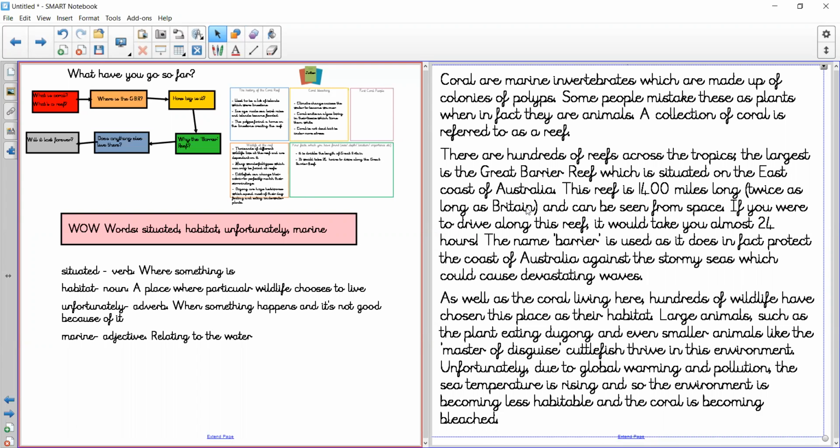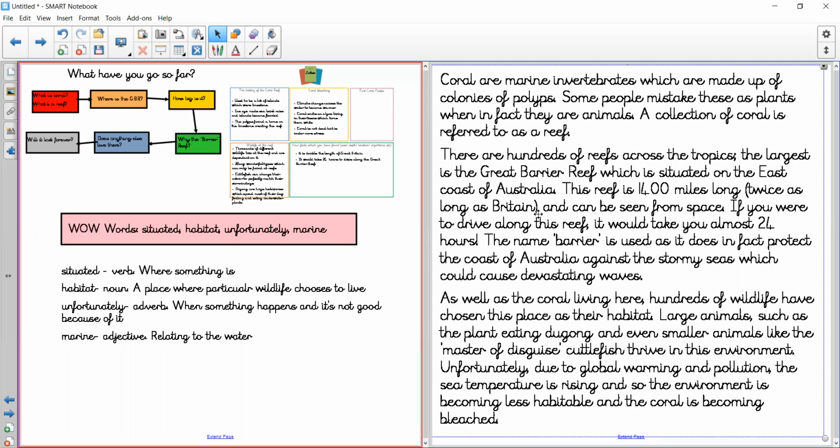space. So remember, I can take that bit out of the sentence, the bit in the brackets, and it would still make sense. This reef is 1,400 miles long and can be seen from space. So I've just put that extra piece of information in there to bump up my sentence. If you were to drive along this reef, it would take you almost 24 hours.